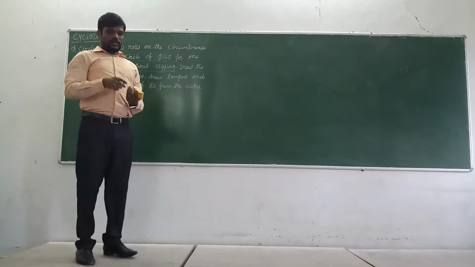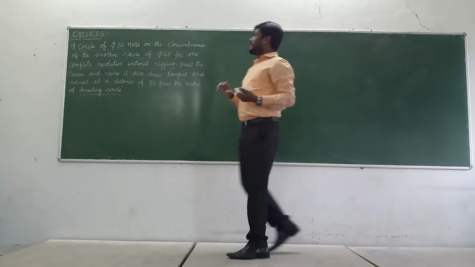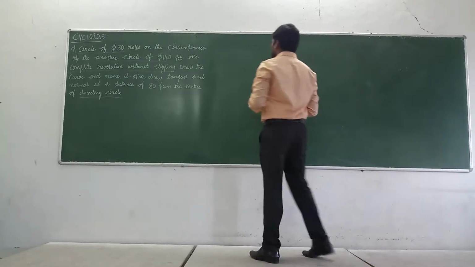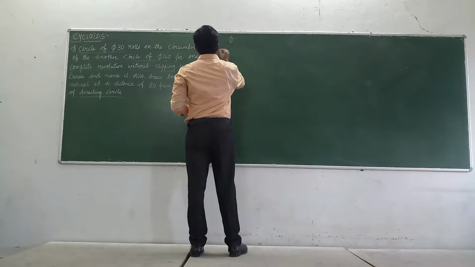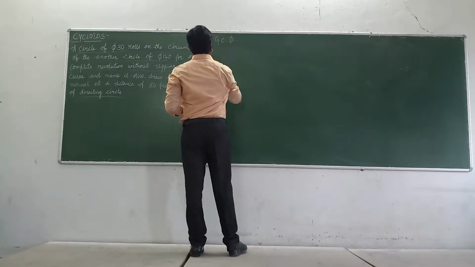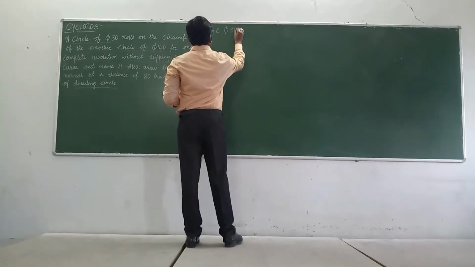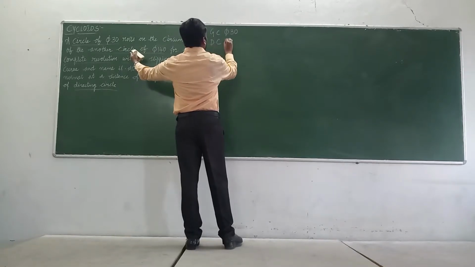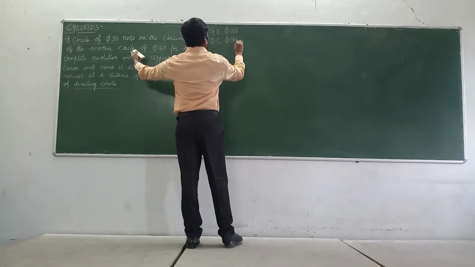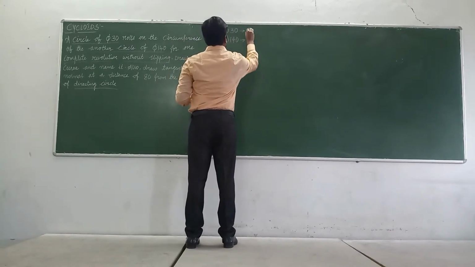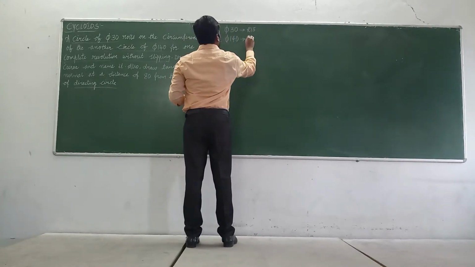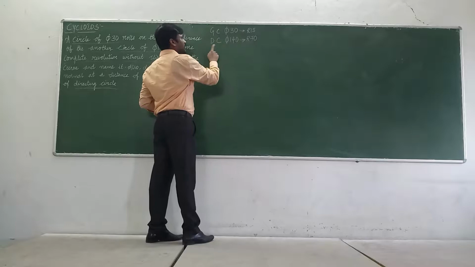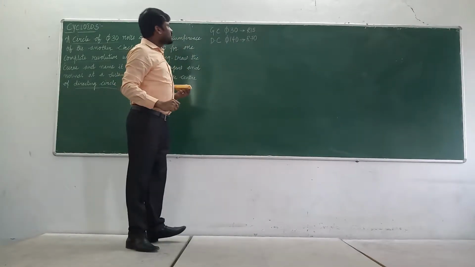Now let's work out the geometric construction, how to work on this problem. First, one circle, the generating circle, of dia 30 is given, and the other circle, the directing or fixed circle, has dia 140. That means its radius is 15 and this radius is 70. So the generating circle has radius 15 and the directing circle has radius 70.